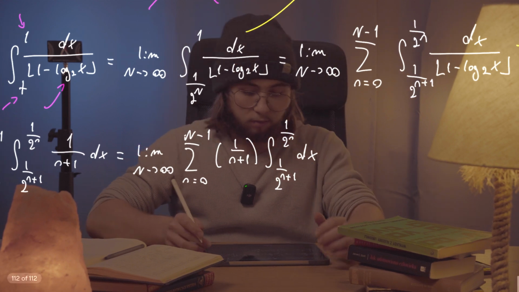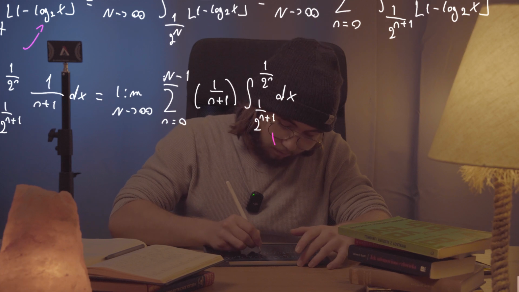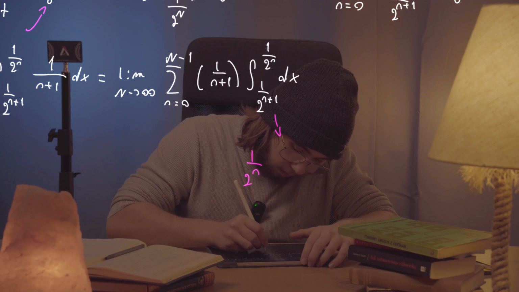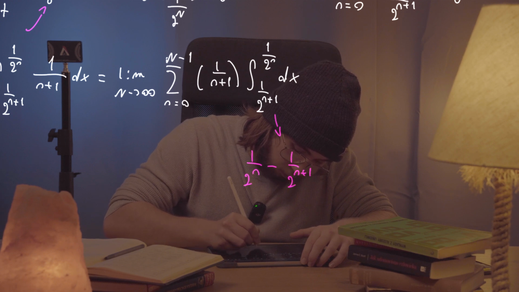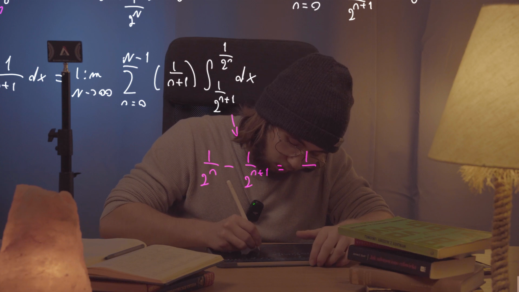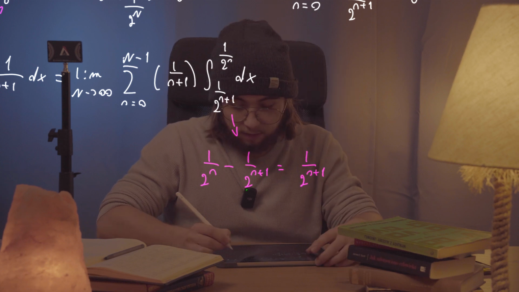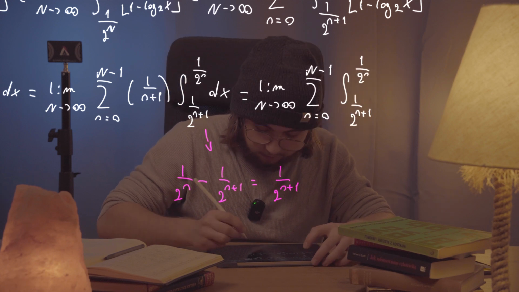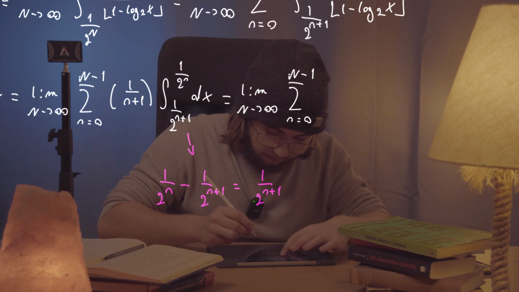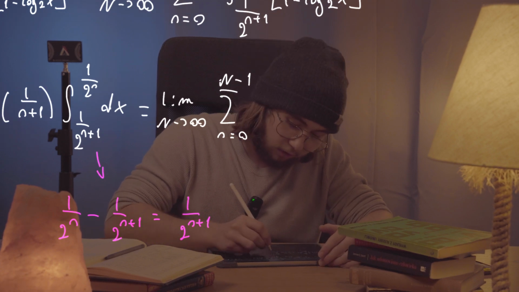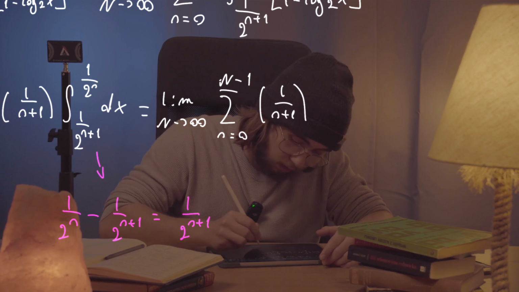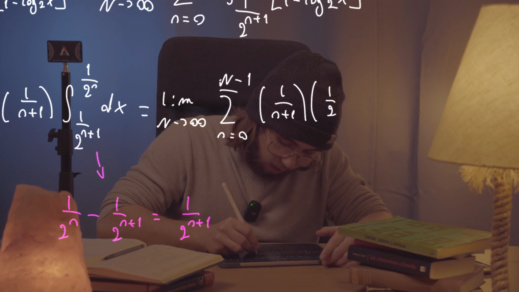We know that this integral right over here is just going to be equal to 1 over 2 to the power of n minus 1 over 2 to the power of n plus 1, but that's just equal to 1 over 2 to the power of n plus 1, and so we can once again rewrite this entire thing as just the limit as the capital N approaches infinity of the sum as n goes from 0 to the capital N minus 1 of 1 over n plus 1 multiplied by 1 half to the power of n plus 1.